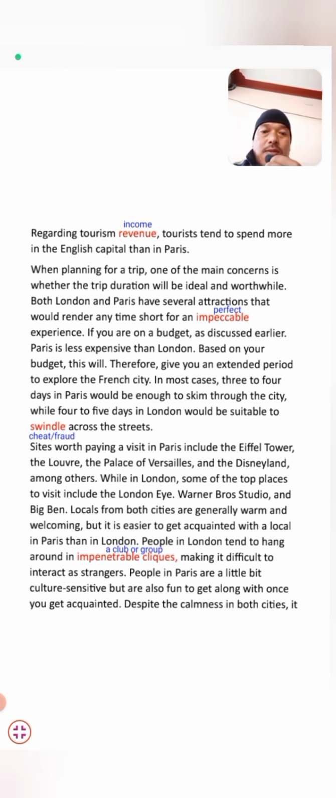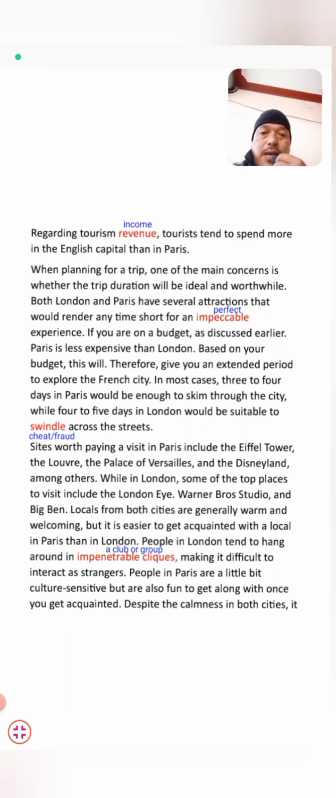While in London, some of the top places to visit include the London Eye, Warner Bros. Studio, and Big Ben. Locals from both cities are generally warm and welcoming, but it is easier to get acquainted with locals in Paris than in London. It means Paris people are easier to befriend than Londoners.